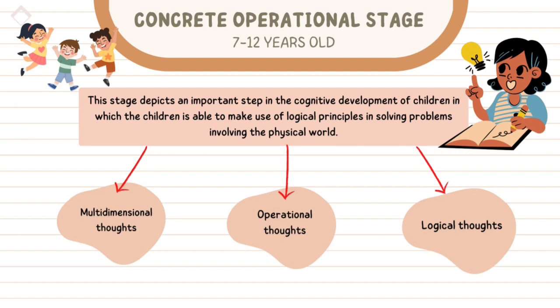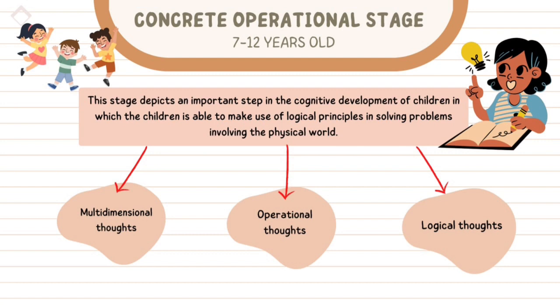There are 3 major capacities that the concrete operational child exhibits. Firstly, multi-dimensional thought. Concrete operational children no longer focus on only one dimension of an object, such as the height of the glass, and instead they can coordinate multiple dimensions simultaneously, such as the width of the glass. Multi-dimensionality allows children to take multiple perspectives at the same time, to understand part-whole relationships, and also to cross-classify objects using multiple features.